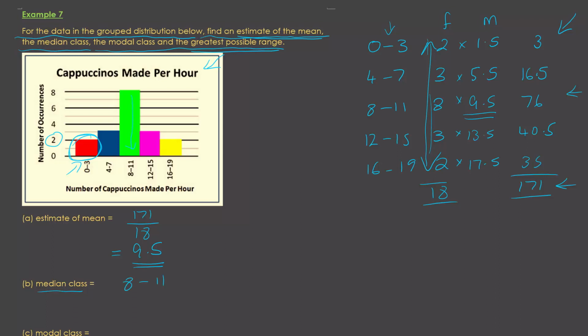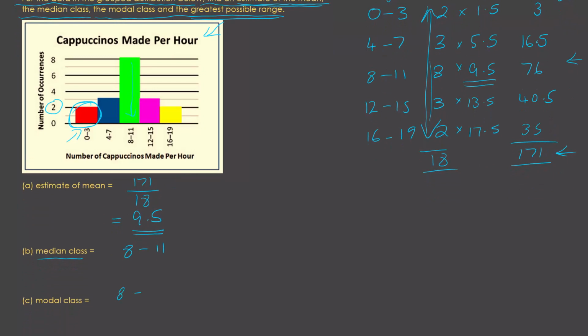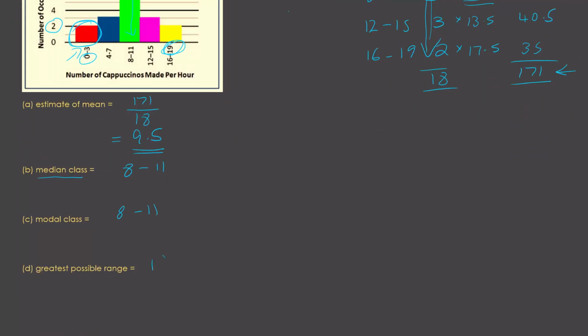The modal class is the one with the greatest frequency. That's also 8 to 11. We can just see it's the highest bar on the table, or the highest frequency over here. The greatest possible range, well, the highest possible value is 19, and the lowest is 0. So for the greatest possible range, it's going to be 19 take away 0, which is equal to 19.